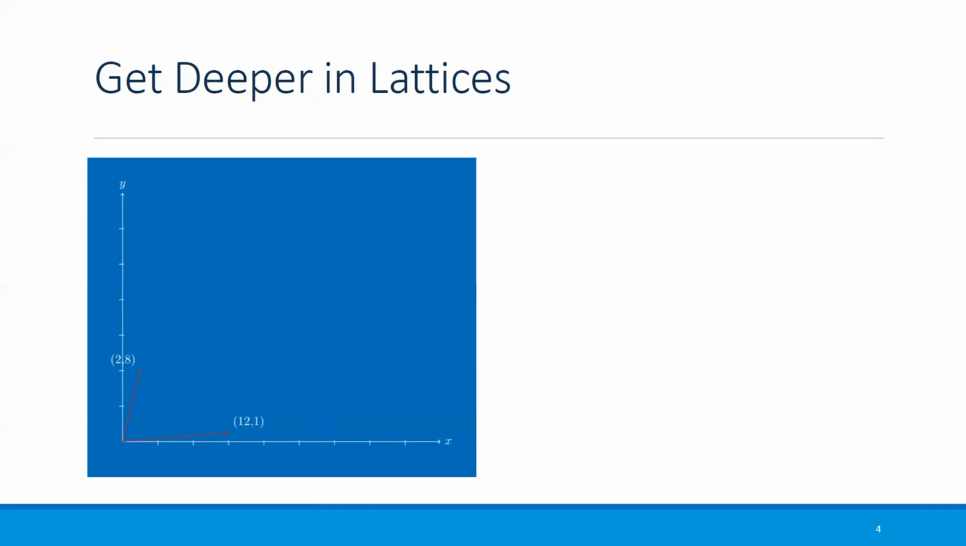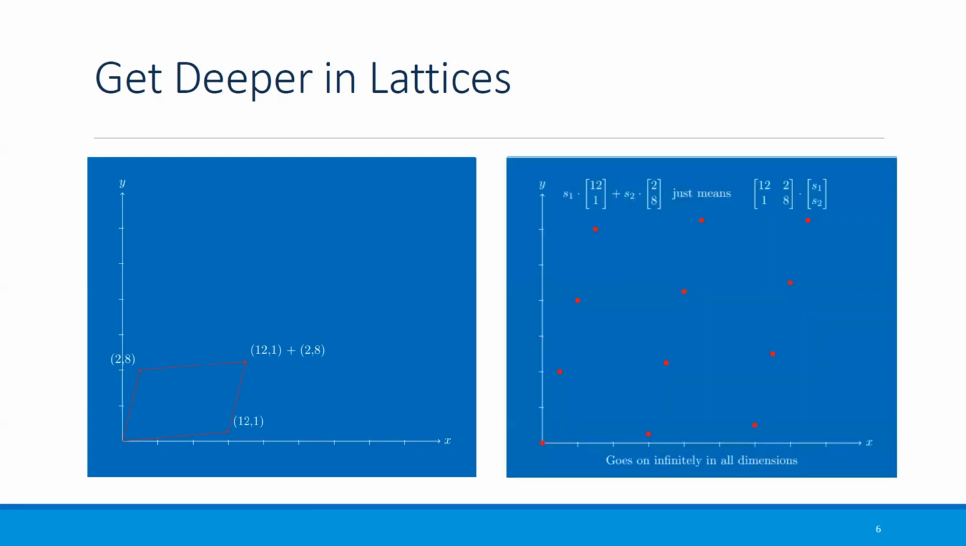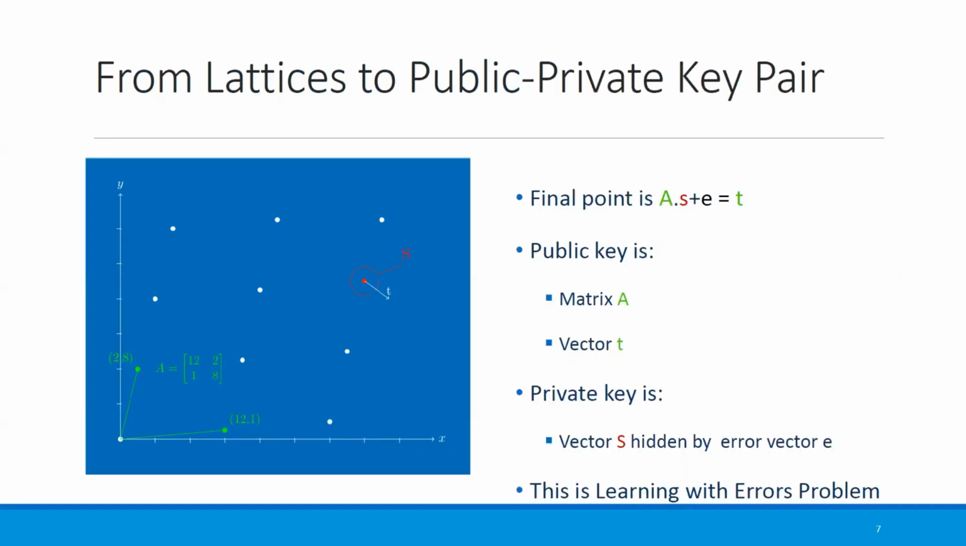Here in lattices, this is a very high-level, simplified example, you see two vectors. Adding these two vectors, we can go to a new point. And if we add these two vectors with different multiples of these vectors, we can have a space of many points that we can simply build using these basis vectors and multipliers.